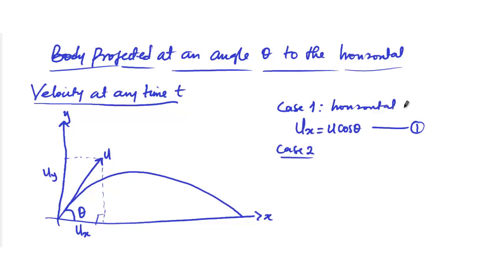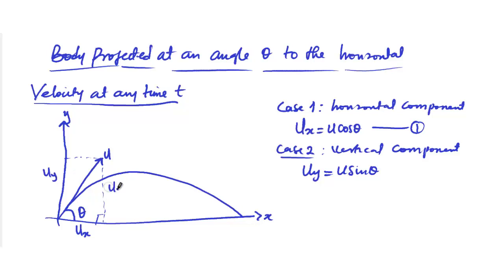Then for case 2, the vertical component of the initial velocity of projection, that is u subscript y, will give us u sine theta. How did I get u sine theta? This is still u subscript y.